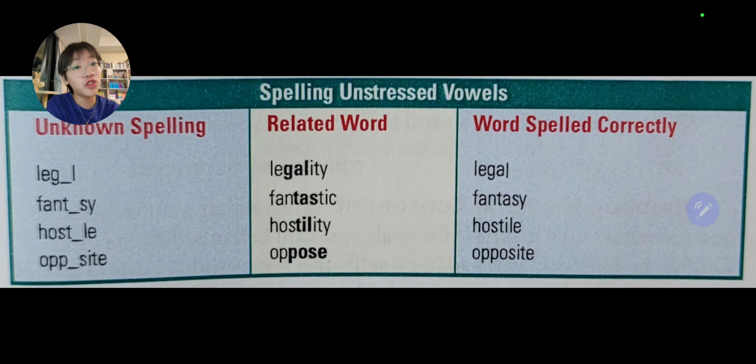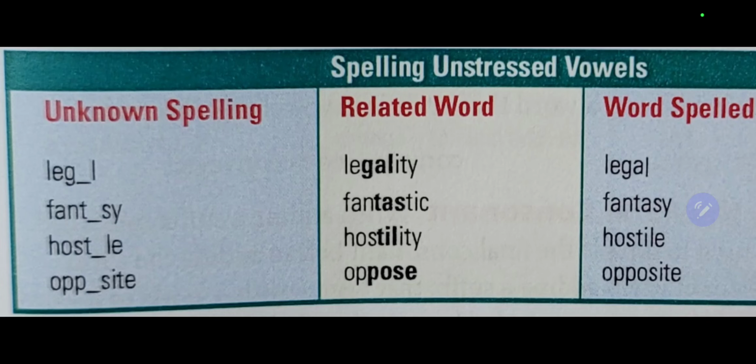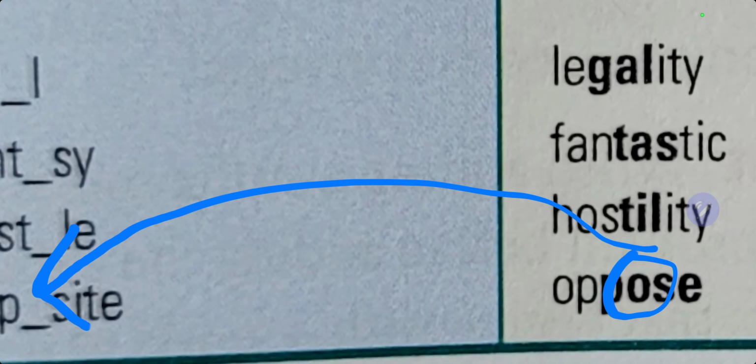And what about spelling unstressed vowels? Let's say you don't know how to spell legal, but you do know how to spell legality. Then use the front part to finish your spelling and figure out that legal is spelled like this. You can use it for all the other words and much more too. Sometimes you'll have to use a similar word to find the common part and fill in the missing blank.